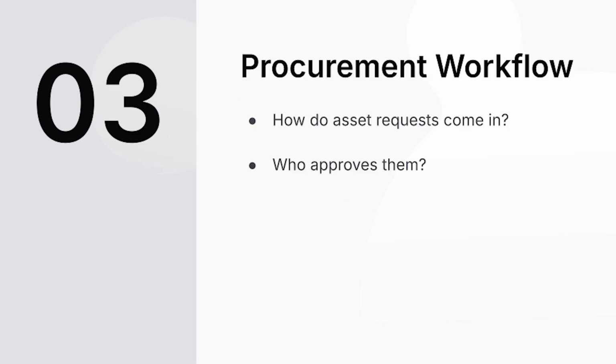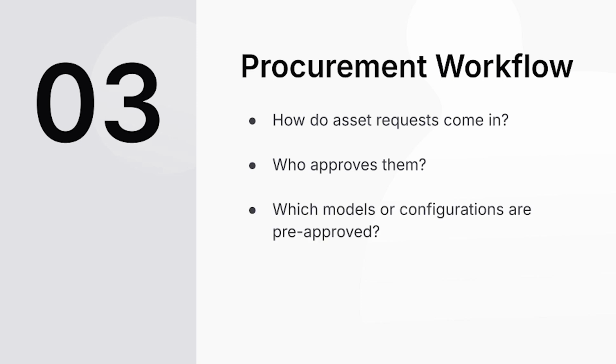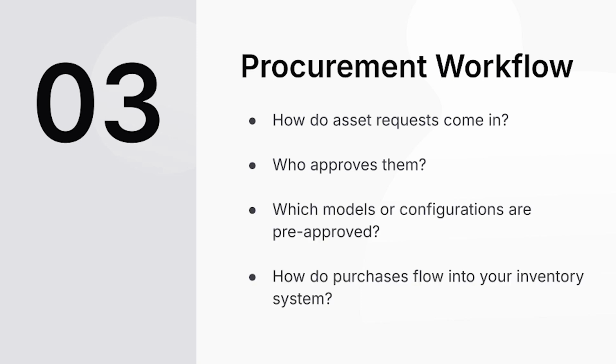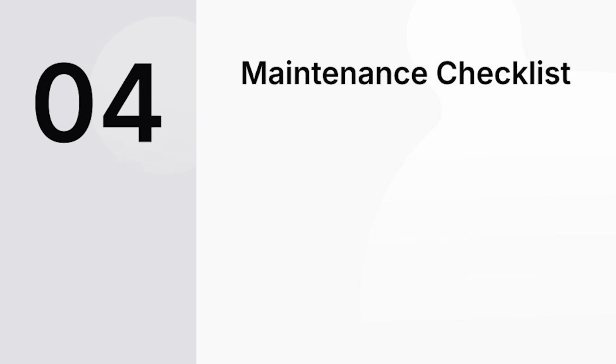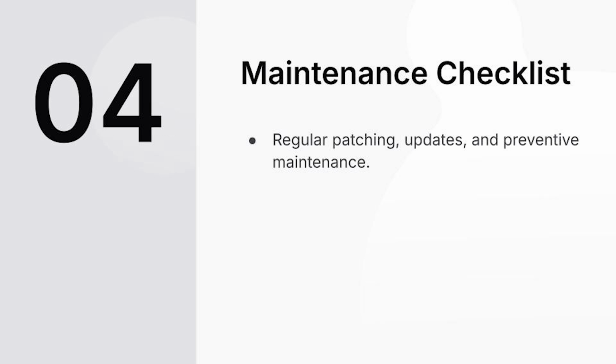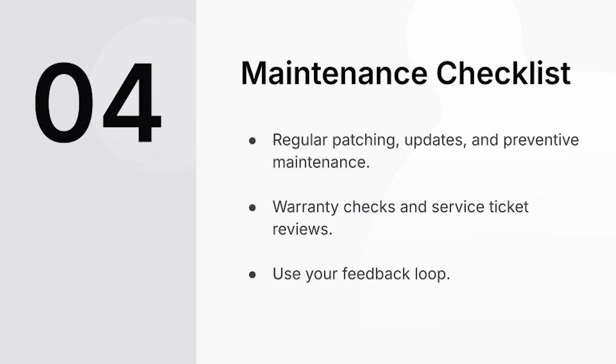Number 3, procurement workflow. How do asset requests come in? Who approves them? Which models or configurations are pre-approved? How do purchases flow into your inventory system? Number 4, maintenance checklist. Regular patching, updates, and preventive maintenance. Warranty checks and service ticket reviews. User feedback loops to catch issues before they become emergencies.